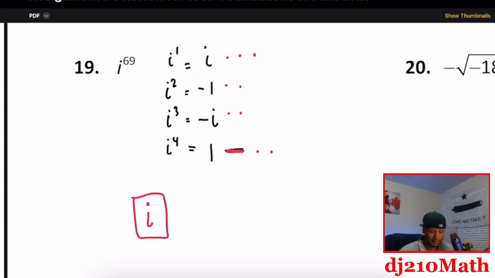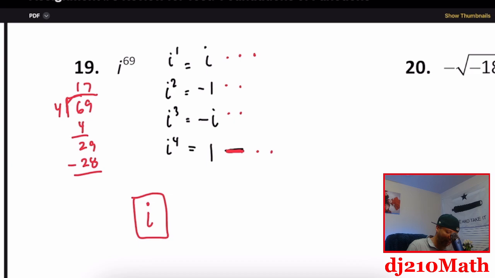Now, did you have to do it that way? No. The other method is to take the power and do long division by 4. 4 goes into 6 once, and then 4, 2, 9. 4 goes into 29 7 times, 28. Subtract, we get 1. So this would be the power we look at. Always look at the remainder. The remainder, right? 1. So it would just be I. So those are the two ways. There's nothing wrong with counting, right? Don't forget that you know how to count. Counting works just as good.